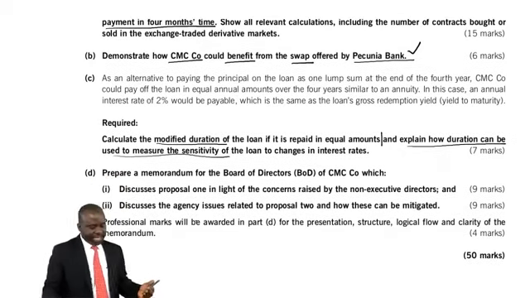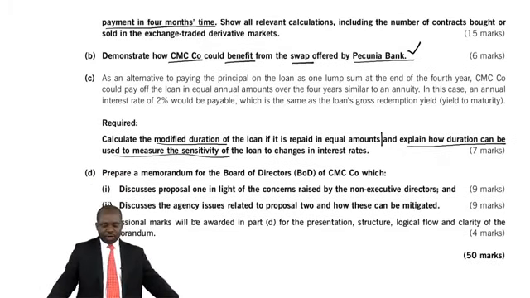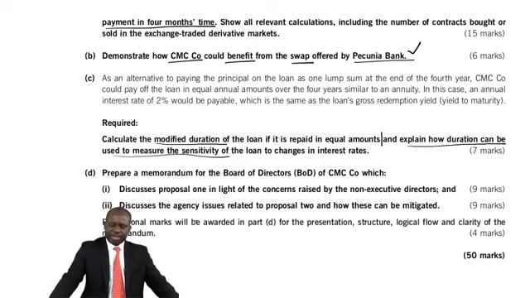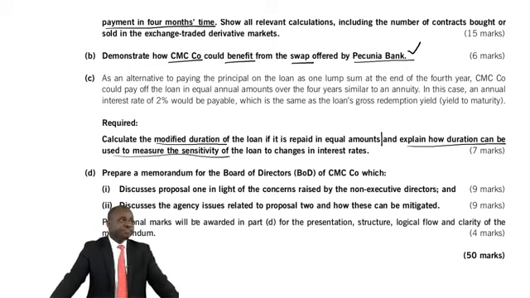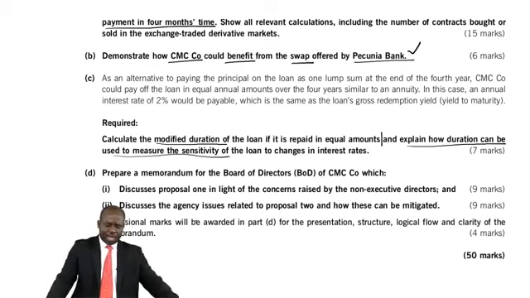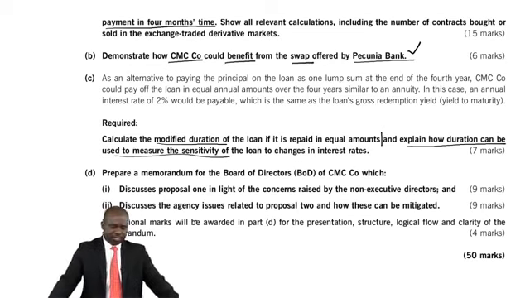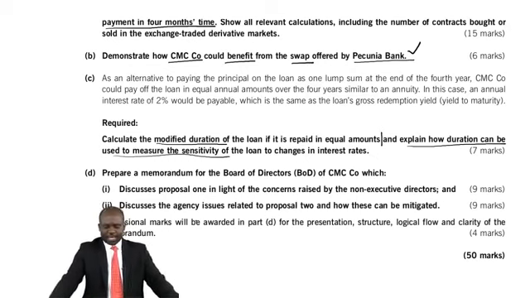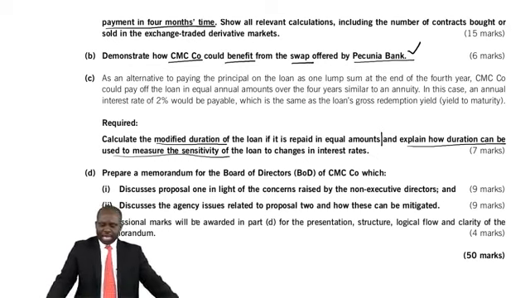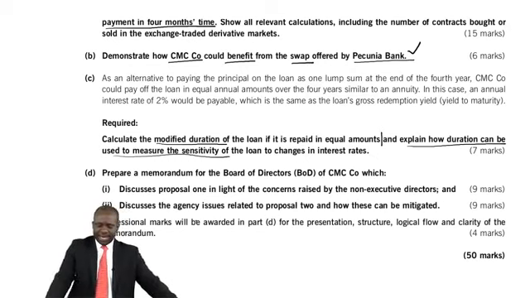Then D is to prepare a memorandum for the board of directors of CMC Co, which discusses proposal 1 in light of the concerns raised by the non-executive directors, and discusses the agency issues related to proposal 2 and how these can be mitigated. So that is 9 marks.